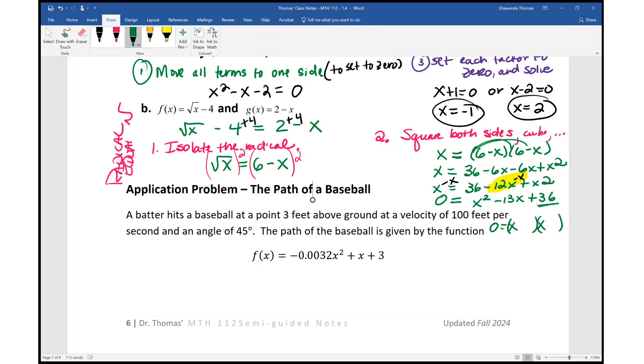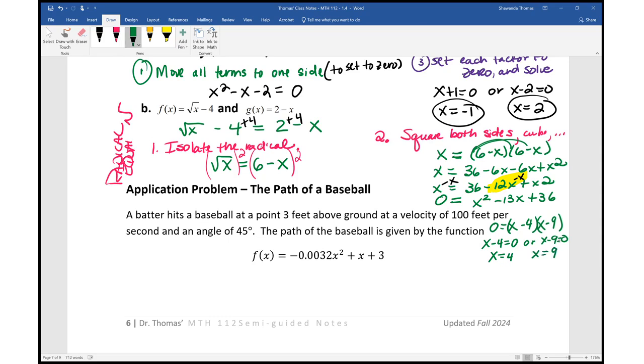Factors of 36 that add to negative 13 would be 9 and 4, and it will be negative for both. We'll set each factor to 0 and solve. We get x equals 4 or x equals 9.